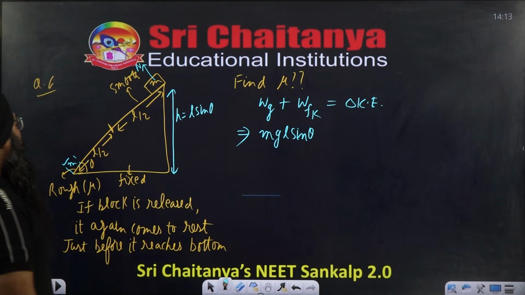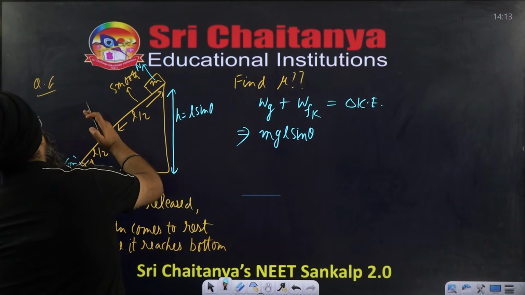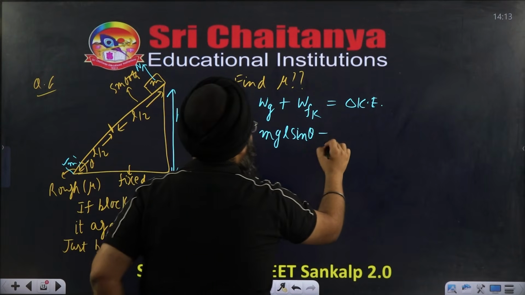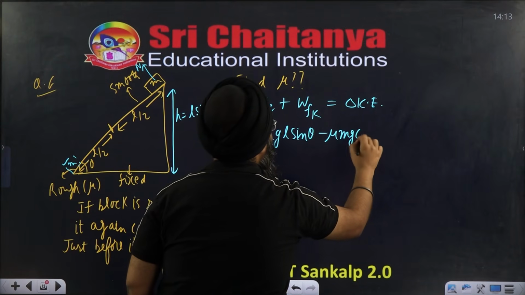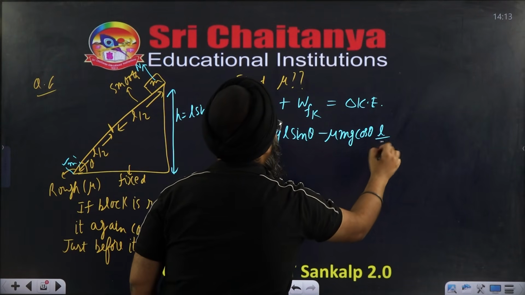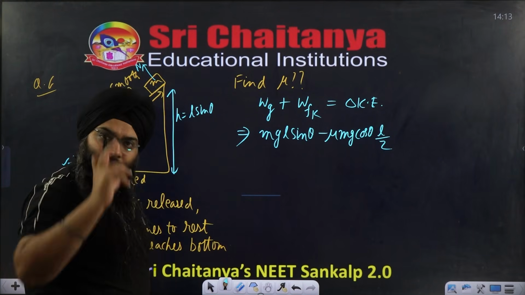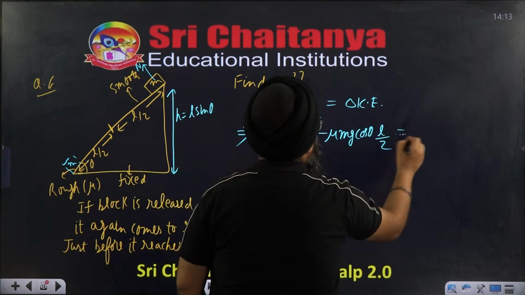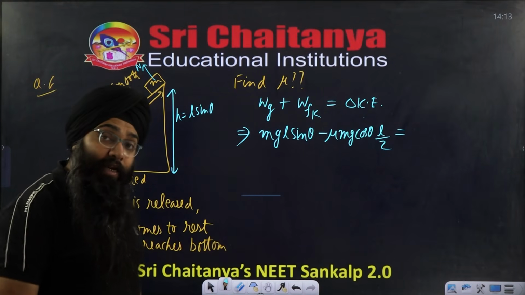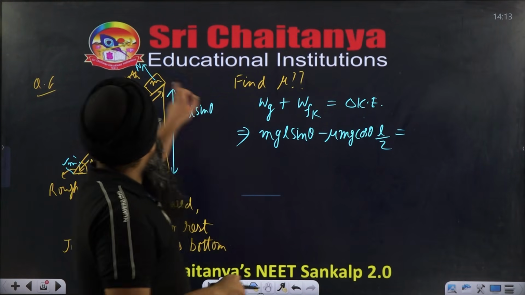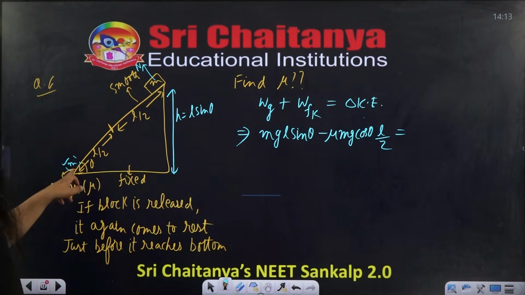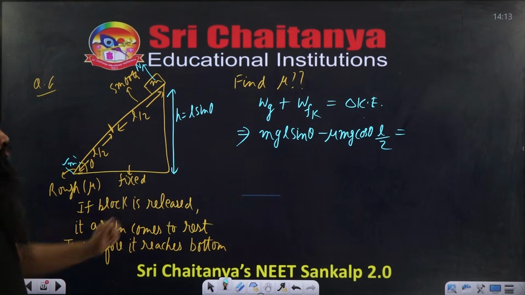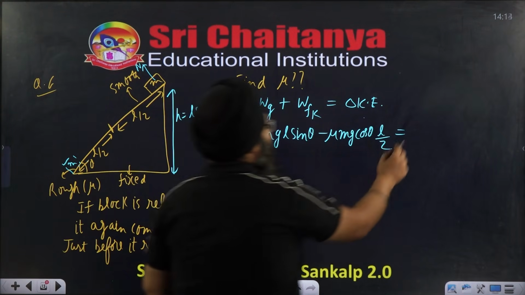What is the frictional work done? See, friction is only doing work in this half part. So it will be minus mu into mg cos theta multiplied by L by 2, because only in the half part it is doing work and the value of frictional force is this. This should be equal to the change in kinetic energy. Change in kinetic energy will be 0, because initially it was at rest and finally when it reaches the bottom, it comes to rest.